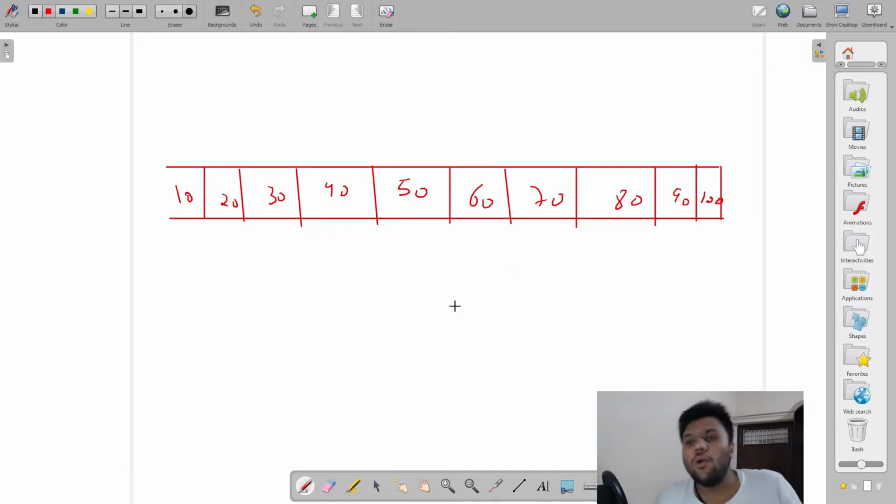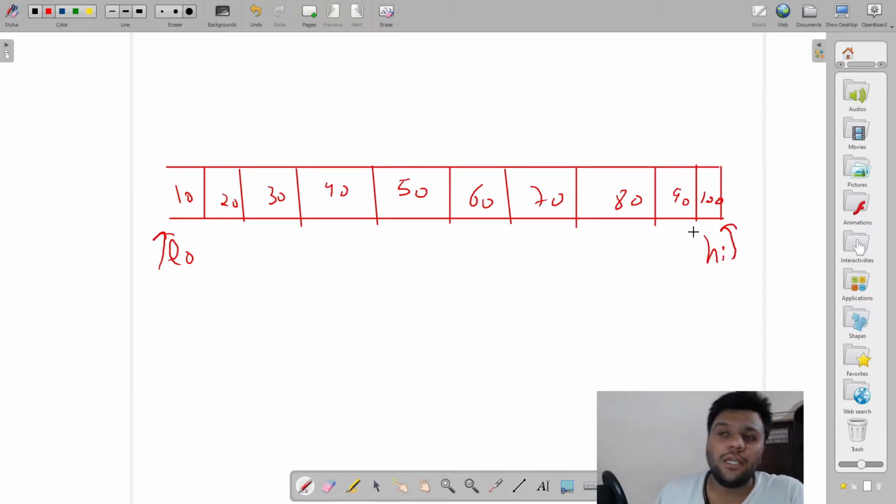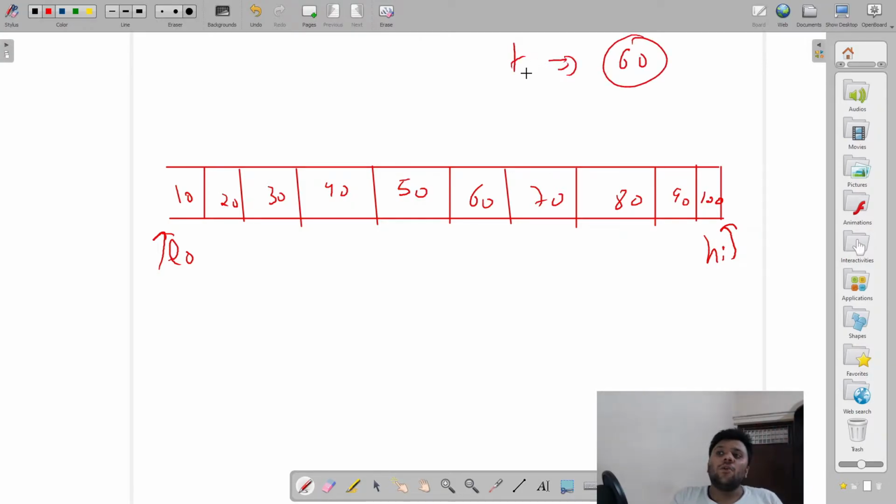Okay guys, so now what I will do, I will put two pointers over here. One pointer is, let's say, low, which is the zeroth index, and one is high, which is the highest index, the end of my array. First of all, I will calculate the mid value. Let's say we have to find 60 in this array. My target is to find 60.